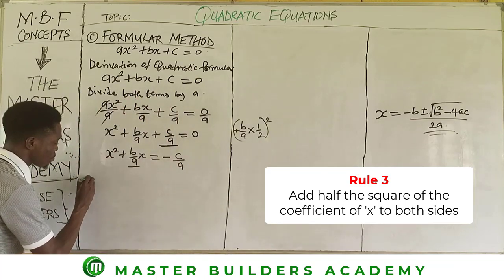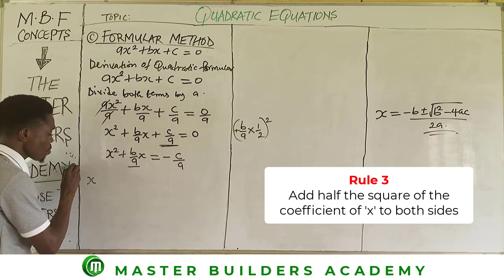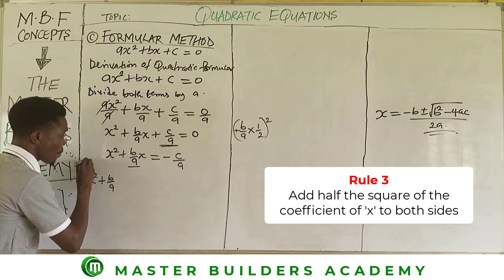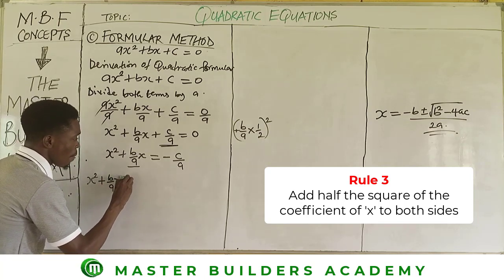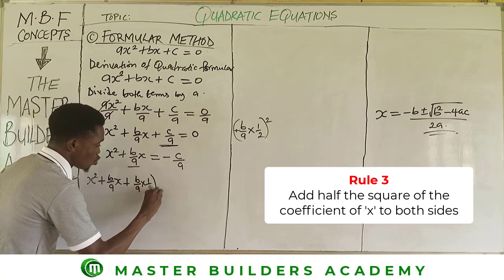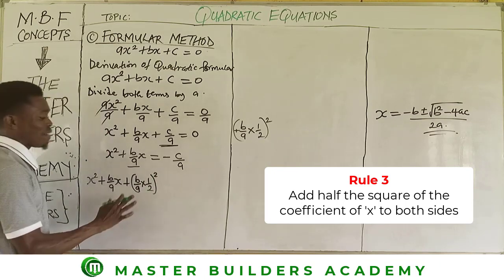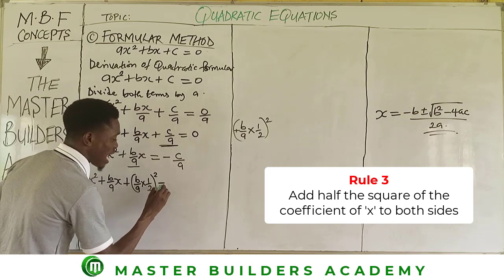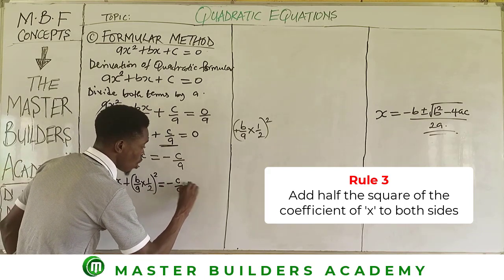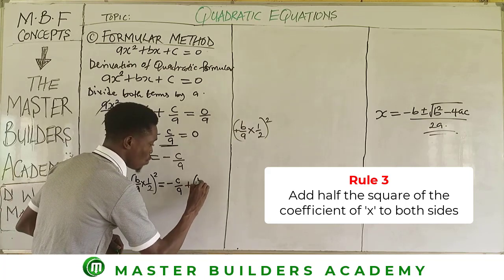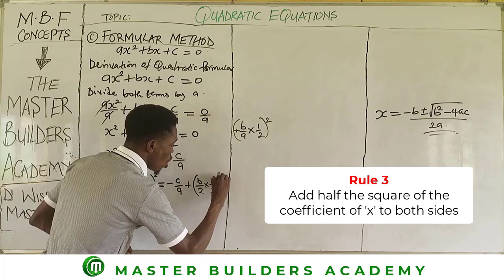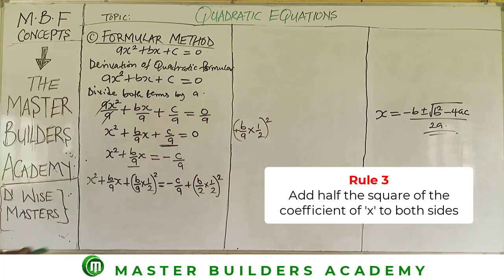Now we have x squared plus b over a x plus b over a times 1 over 2 all squared. We have added it to the left hand side. Now we are going to equally add it to the right hand side. We have minus c over a plus, repeat the same bracket, b over a times 1 over 2, the coefficient of x, all squared.